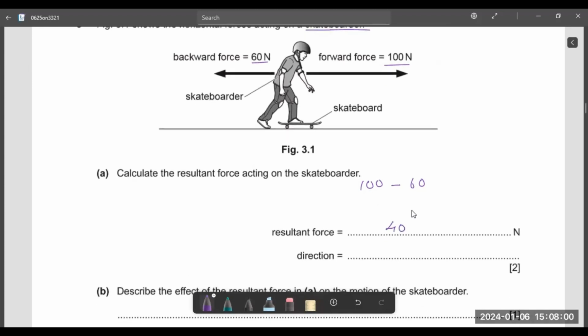And the direction: the forward force is more, 100 newton is more than 60 newton. So it will be moving. The direction will be forward, or we can write it is towards the right. The direction will be to the right.